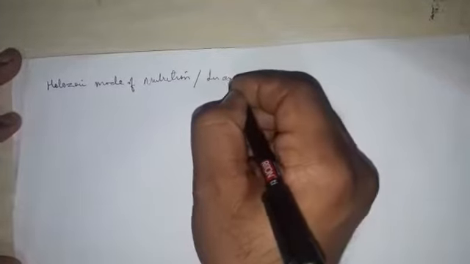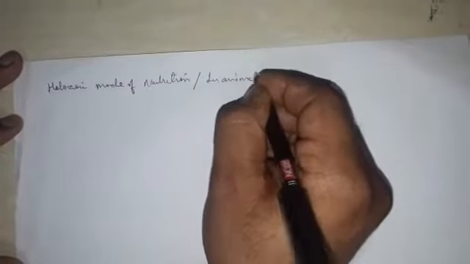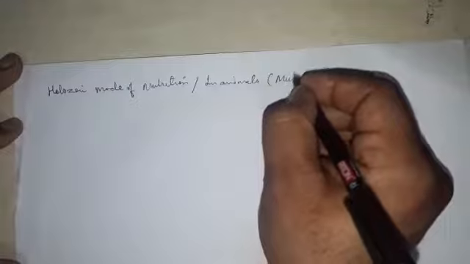As we have discussed earlier, there are different subtypes of the heterotrophic mode of nutrition, that is saprotrophic, parasitic and holozoic. Now in detail we are going to discuss the third one, that is the holozoic mode of nutrition, or we can say nutrition in animals that are multicellular.